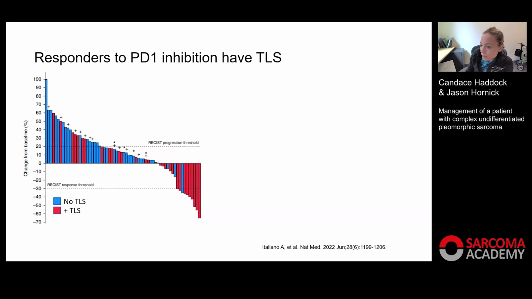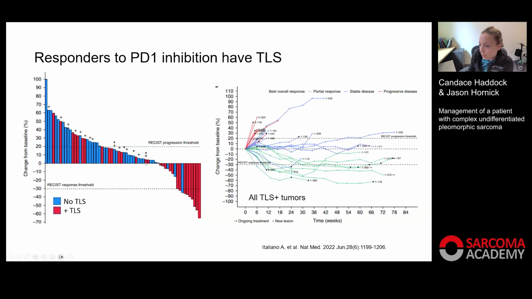And overall, the TLS biomarker was enriched in the responders, as you can see, but I also point out that there are cases that had TLS yet did not respond to the therapy and had progressive disease. So this is not a perfect biomarker, but it is intriguing, and you can see a nice spider plot here showing that a lot of the cases that did have TLS had nice durable control and several achieved responses.